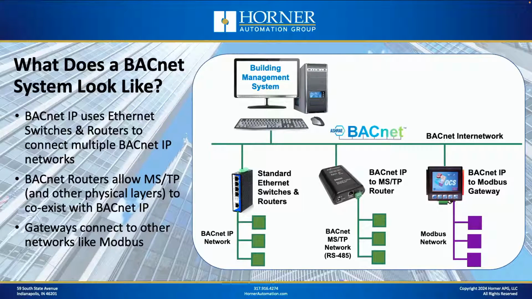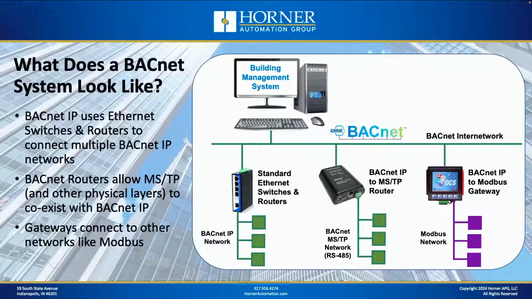It can be multiple BACnet MSTP networks over RS-485, where each of those individual networks is connected through a router, which routes the data back and forth between RS-485 and BACnet IP. And you can very often also have legacy systems, maybe an older proprietary building automation network from Johnson Controls or something that's connected through a gateway to BACnet IP, so the building management system can see that information as well.